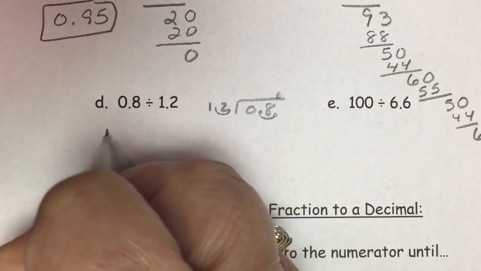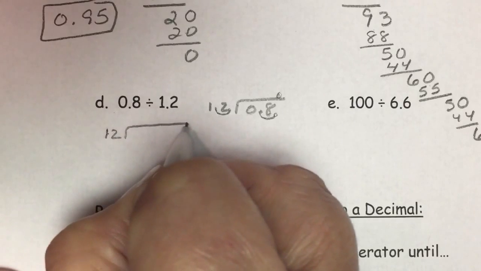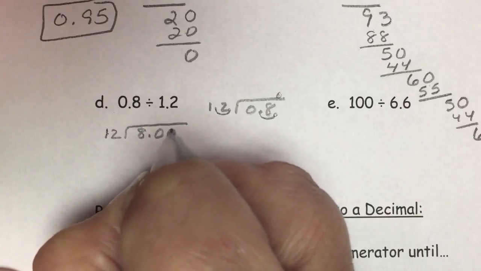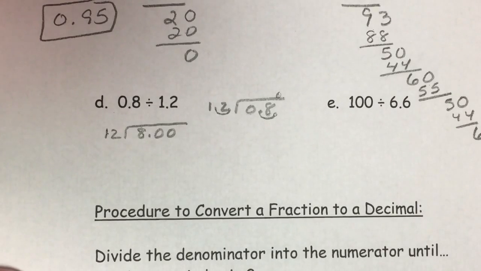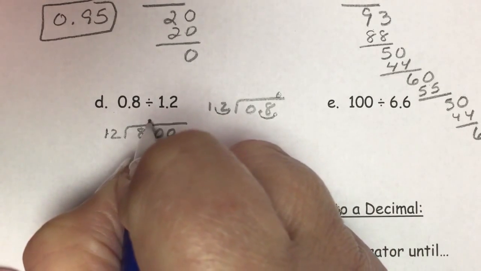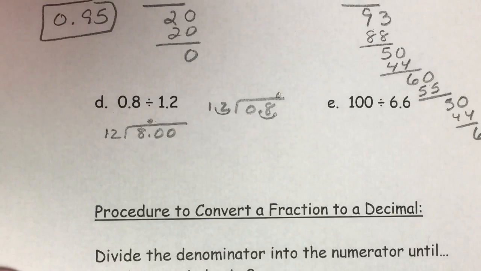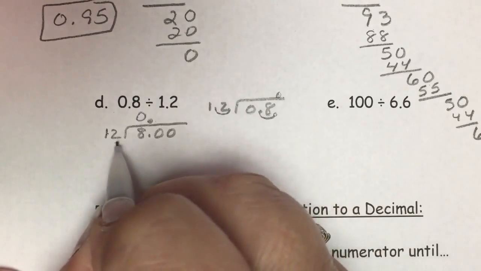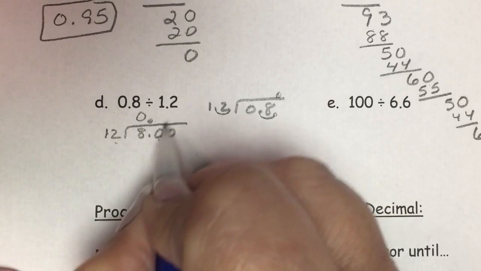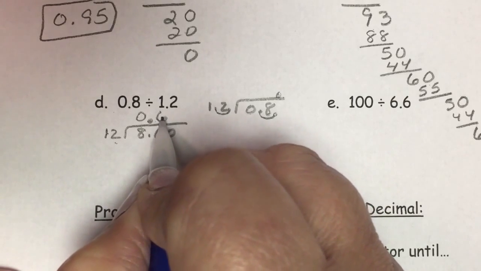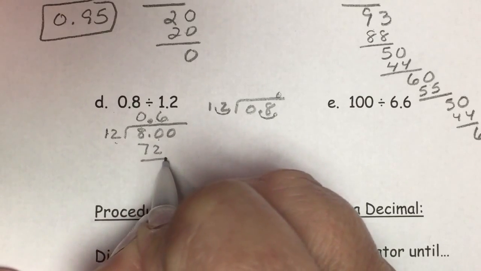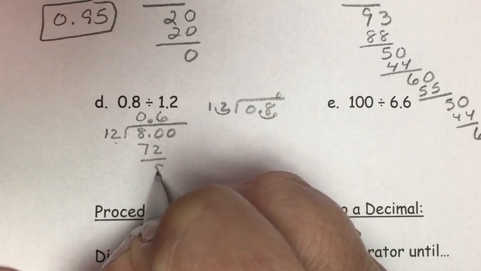So again, I like to rewrite the problem. So it's 12 into, and that's just going to be 8 point, and I'm going to throw a couple of zeros on there. I have no idea how many I'm going to need, but I know now my decimal is up there. So here we go. 12 does not go into 8. 12 goes into 80 6 times. 6 times 12 is 72. Subtract, I get 8.